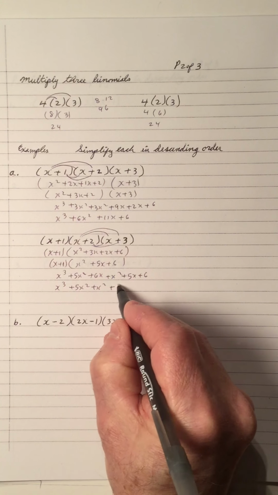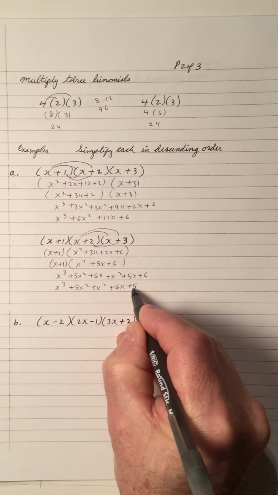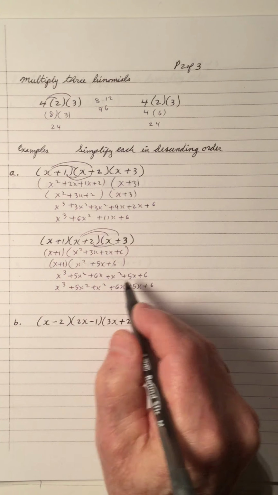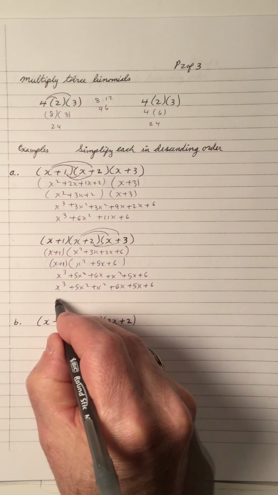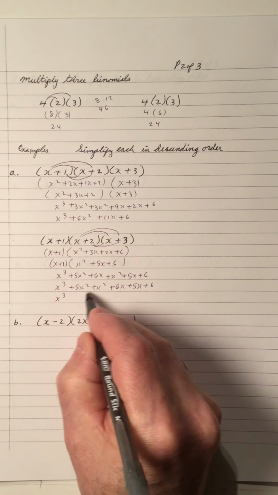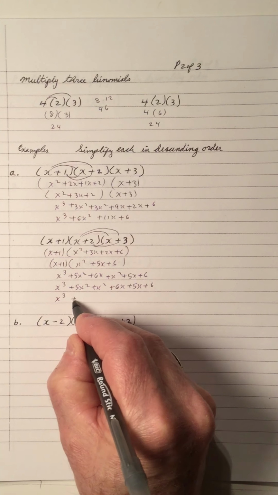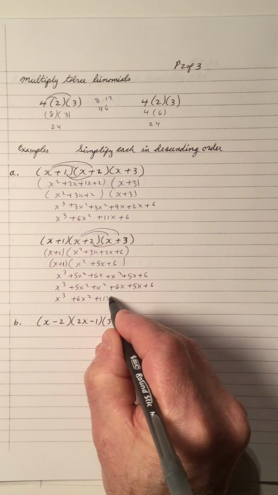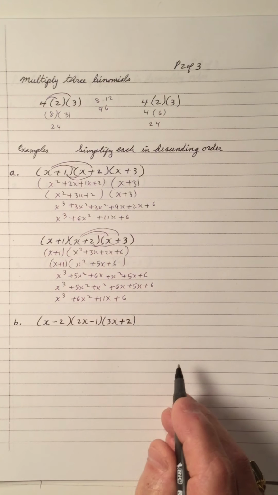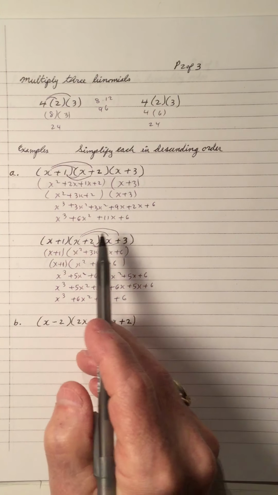Then the x's are next, 6x, 5x, and then the 6. Remember, the constant is always on the right side in descending order. Add up my like terms. I got an x cubed. 5 and 1 is 6, x squared. 6 and 5 is 11, x plus 6. And notice the two answers are the same.